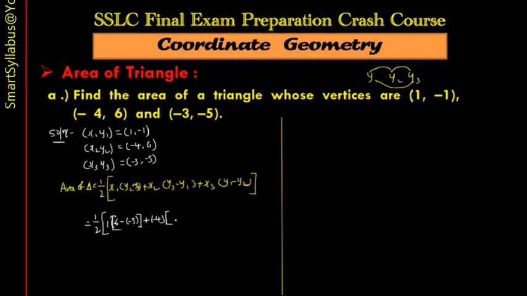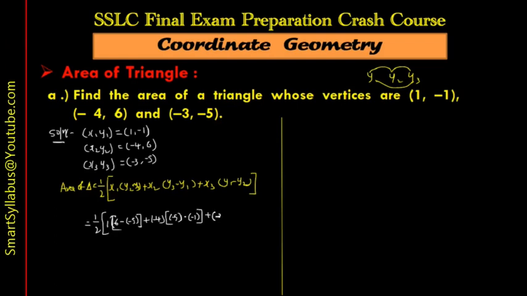Now again, y3 is minus 5, minus y1 is minus 1. Complete the bracket. Now plus x3 is minus 3, then inside the bracket, y1 is minus 1 minus y2 is 6. Now solve all these values, and automatically we get the value of the area of the triangle.